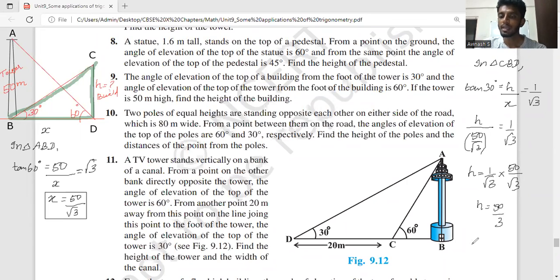So 50 by 3. When you get fractions like this, you can decimalize it. So you'll be getting something like 16.66, which can be approximated to 16.67 meters. So this is the answer for the ninth question. You conclude it as a statement by writing: height of the building is 16.67 meters. And you can clearly see that the building is much smaller than the tower, which is 50 meters.